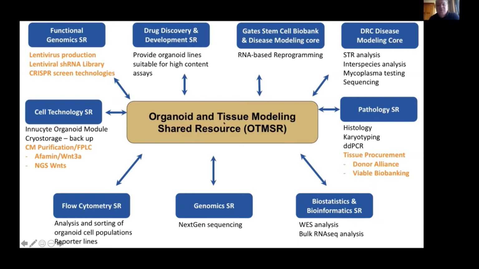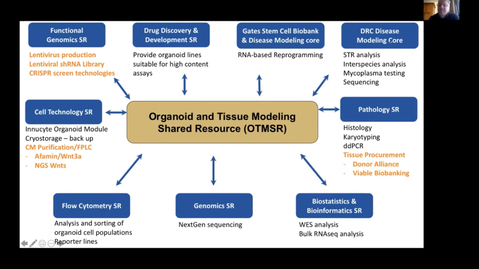Obviously, we generate a lot of organoids, and if you really want to do high content, high throughput screening, we can provide lines that are suitable for that, for the drug discovery shared resource. With the Gates stem cell biobank core, they're helping us with reprogramming to generate iPS lines.